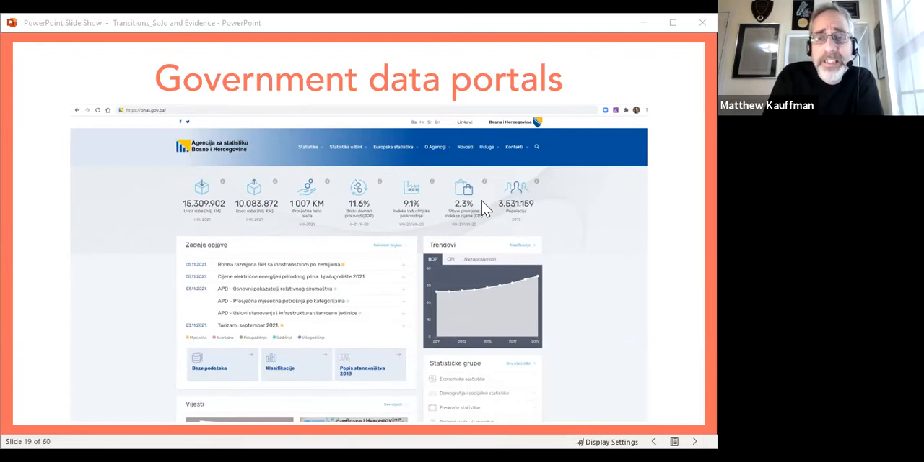I had heard that getting data was difficult in Bosnia. I don't know if that's accurate. I think that's what I heard. So I thought, let me poke around there. And you can see this is the statistical agency in Bosnia, and they have a boatload of data in here. If you're not familiar with this and you're in Bosnia, most definitely give it a look.